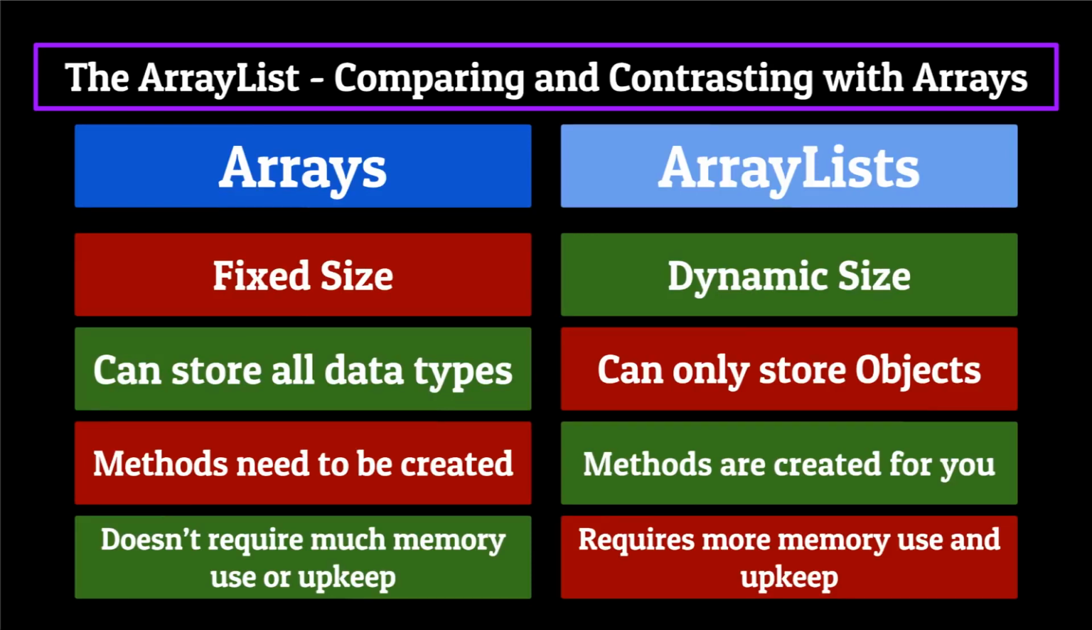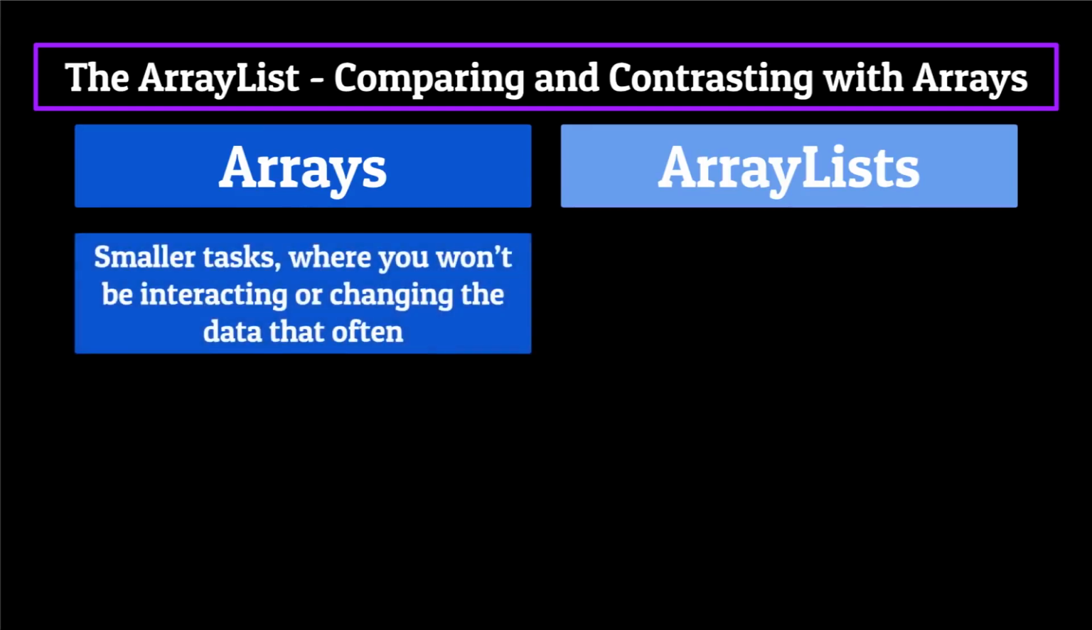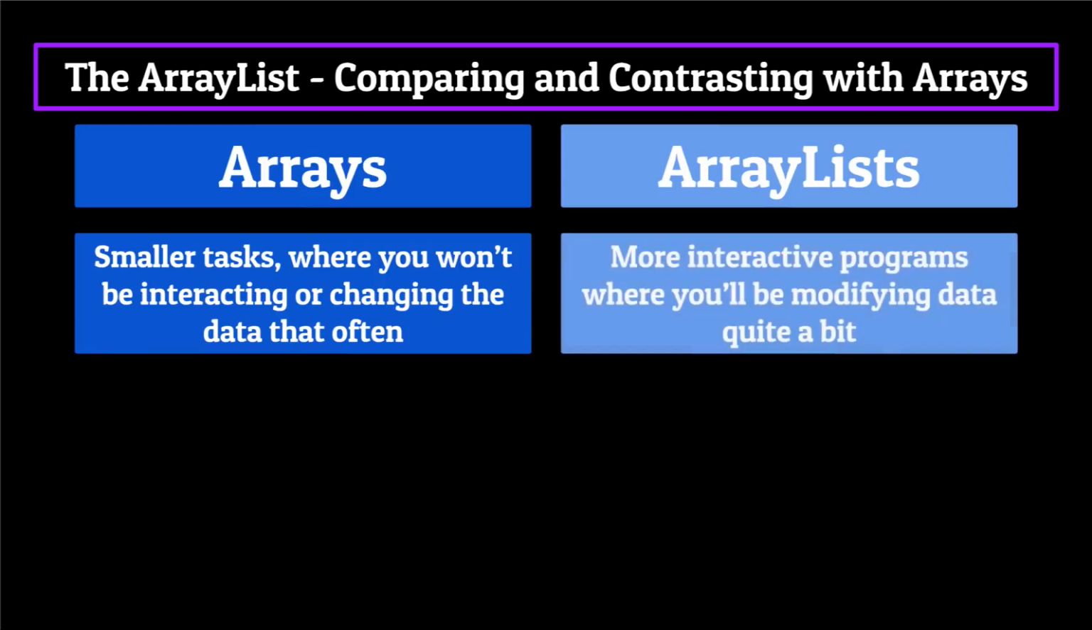Hopefully now you can see that while the array list is more powerful, it still does have some drawbacks which make using an array sometimes more appropriate. In general, you want to use arrays for smaller tasks where you might not be interacting or changing the data that often, and array lists for more interactive programs where you'll be modifying the data quite a bit.